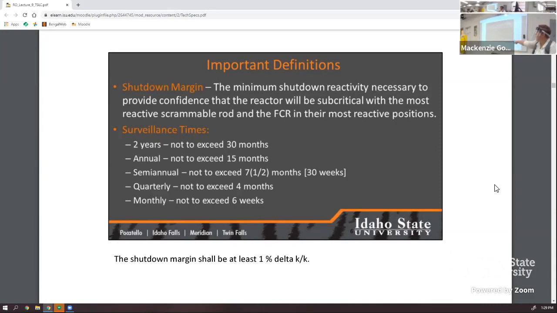That 1% delta K over K, that is the minimum shutdown margin that NRC says we have to have, but we'll talk more about that.